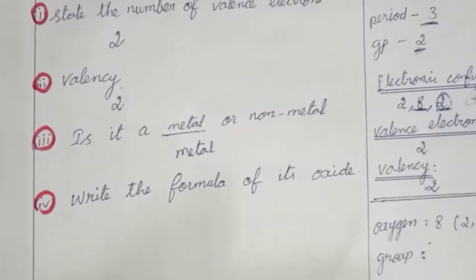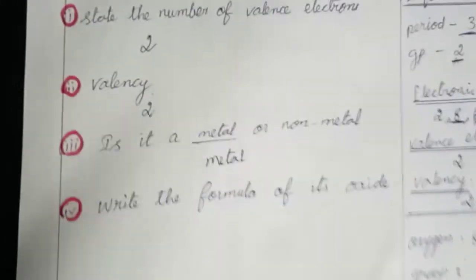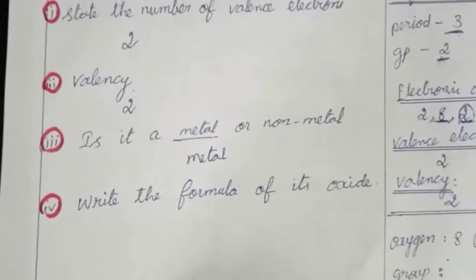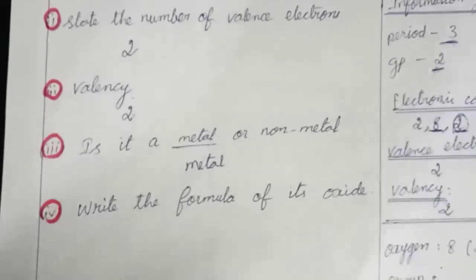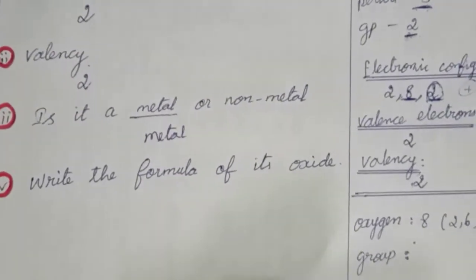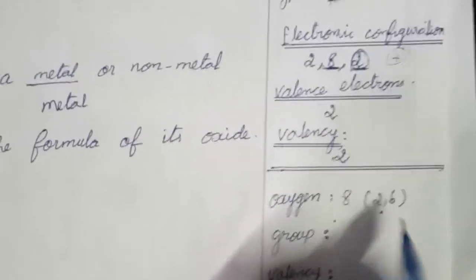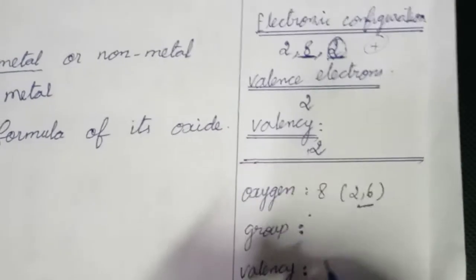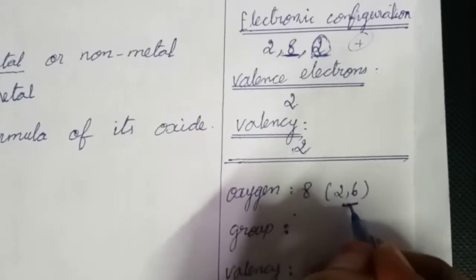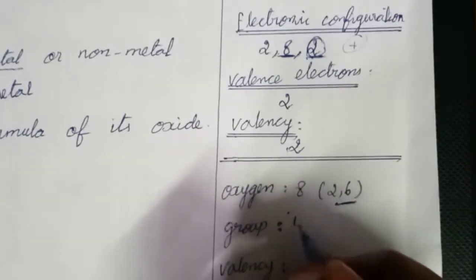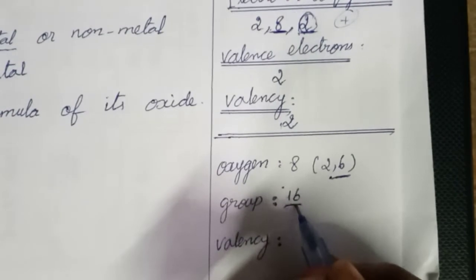Write the formula for its oxide. When it forms an oxide, it reacts with oxygen. So you must know the valency of oxygen. Students, if you don't know the valency, simply write the electronic configuration of oxygen and find the group. Oxygen has 6 valence electrons, which means it belongs to group 16. Group 16 means what valency? 2. In this way you identify the valency of oxygen.